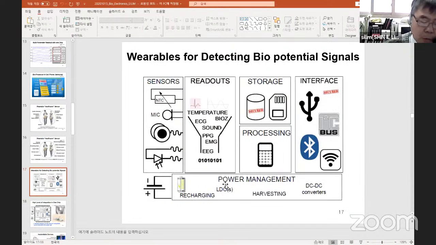The block of wearable devices includes the blocks of a biopotential measurement system in the previous slide, but wearable devices have various energy harvesting sources for powering and also have a wireless interface to communicate with a server. This is the basic function for IoT applications.